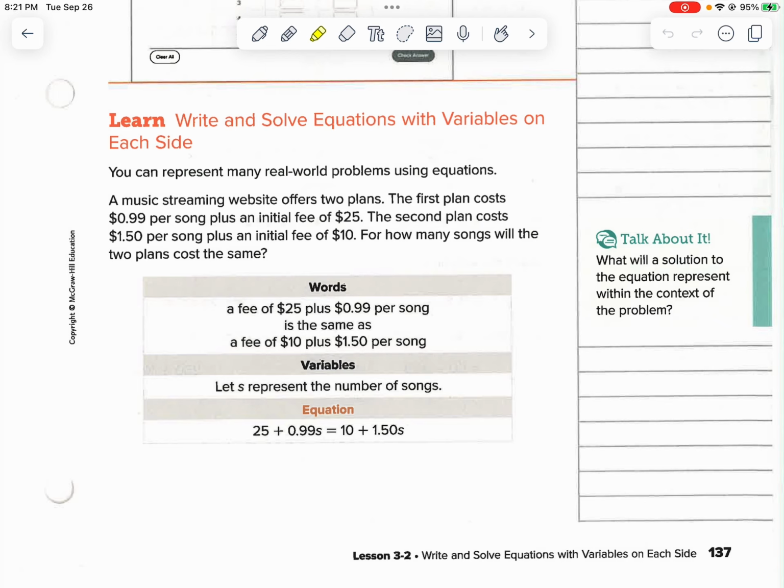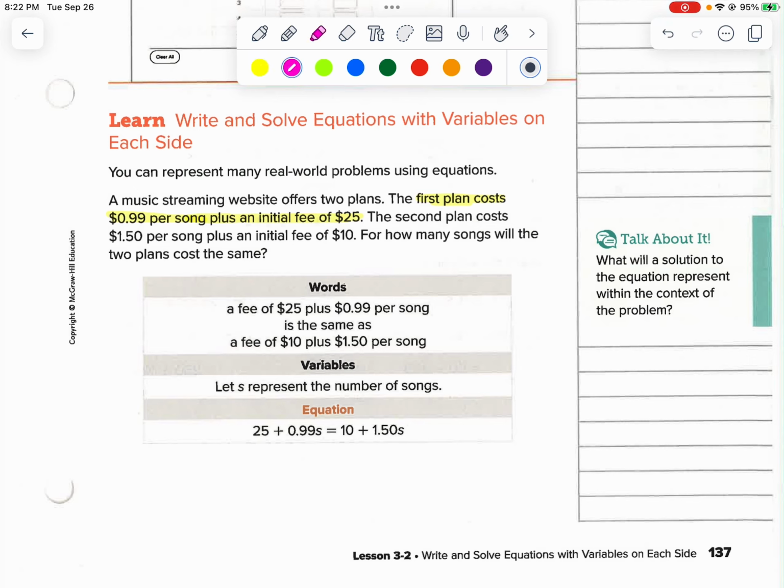separate. So a music streaming website offers 2 plans. The first plan costs 99 cents per song plus an initial fee of $25. The second plan costs $1.50 per song plus an initial fee of $10. For how many songs will the 2 plans cost the same? So what I would do, I just read it. I just saw that there are 2 plans. And I'm going to do the first plan in one color. Cost 99 cents per song plus an initial fee of $25.